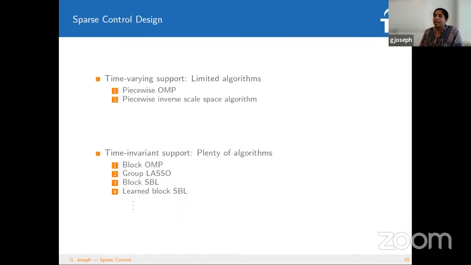So these are some of the algorithms available in the literature to solve such systems. For piecewise sparsity, we have a few algorithms like piecewise OMP, piecewise inverse scale space algorithm, etc. But on the other hand, block sparsity is a very well studied topic. So there are plenty of algorithms in compressed sensing literature like block OMP, group lasso, block SPL, learn block SPL, etc., which can solve this particular problem.